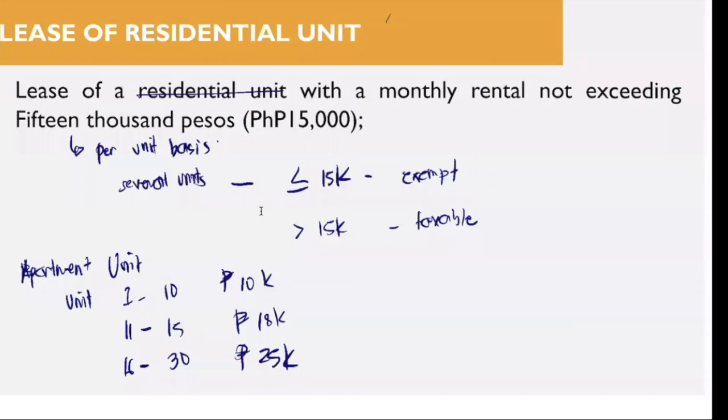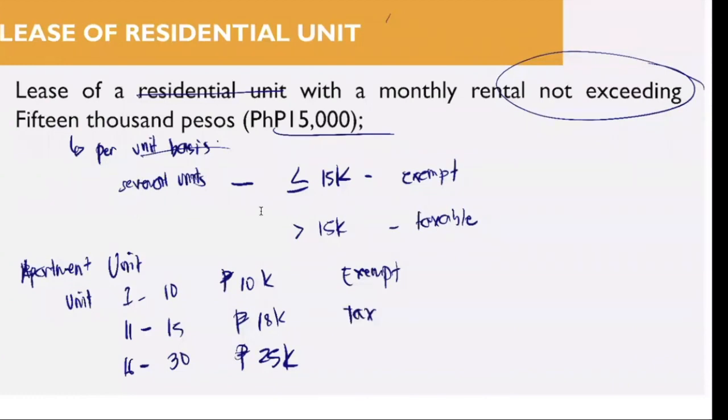So, we have your apartment units. Units 1 to 10, 10,000 pesos. Units 11 to 15, 18,000 pesos. Units 16 to 30, 25,000 pesos. When is it exempt? If it does not exceed 15,000 pesos. So, if that is several units, per unit basis ulit tayo. 10,000, does it exceed or not? Does not, therefore, this is considered exempt. 18,000, exceed or does not exceed? Exceed, therefore, taxable. 25,000, exceed? Exceed, therefore, this is considered taxable.